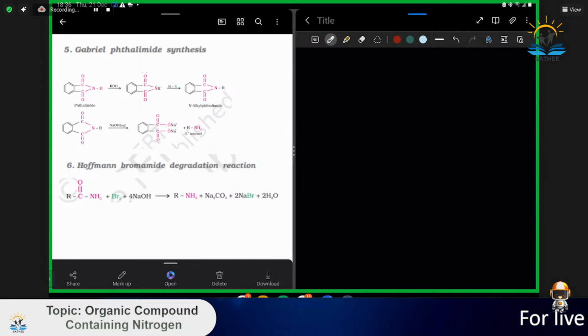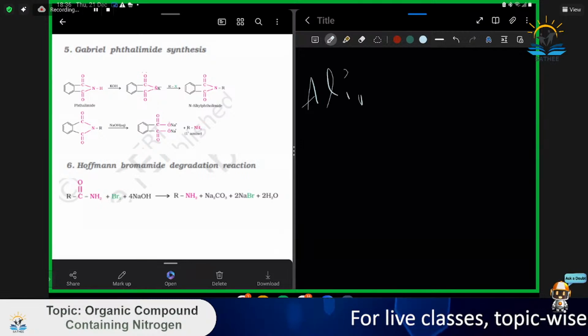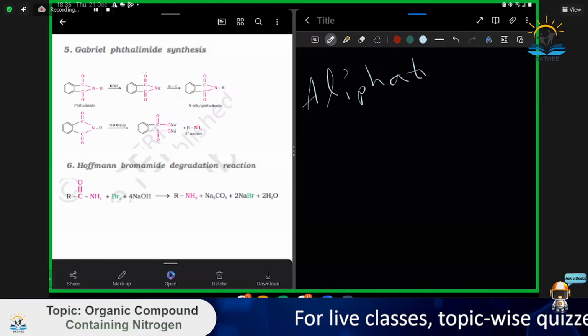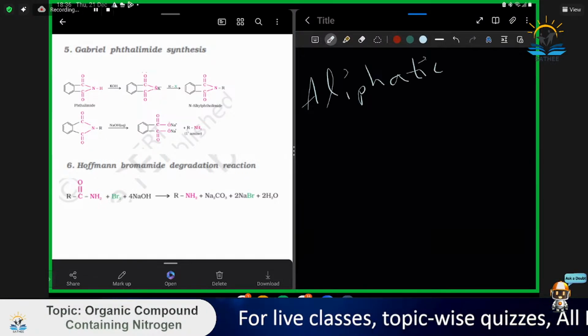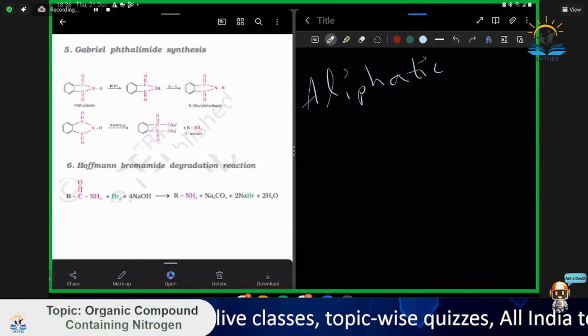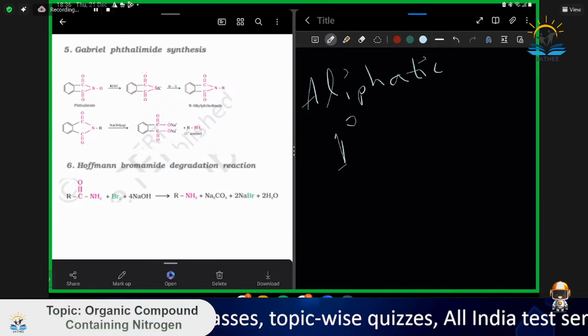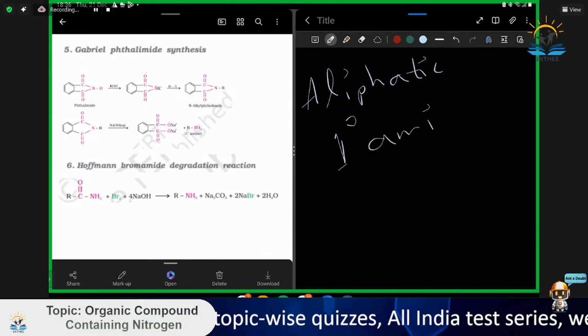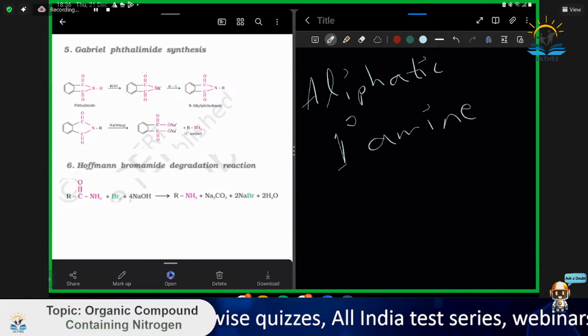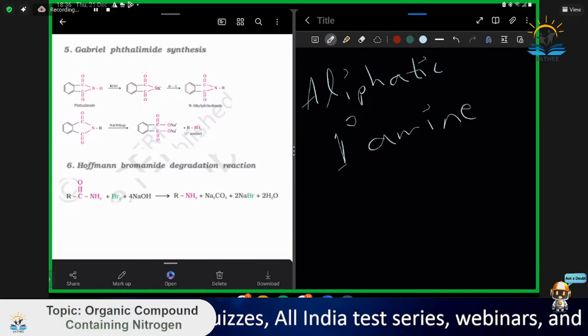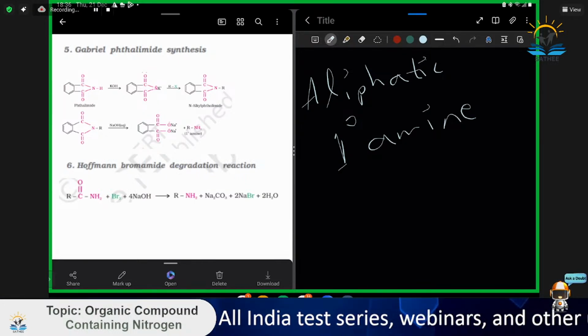And Gabriel phthalimide gives only primary amines, aliphatic primary, not benzyl. You cannot prepare aniline with Gabriel phthalimide.